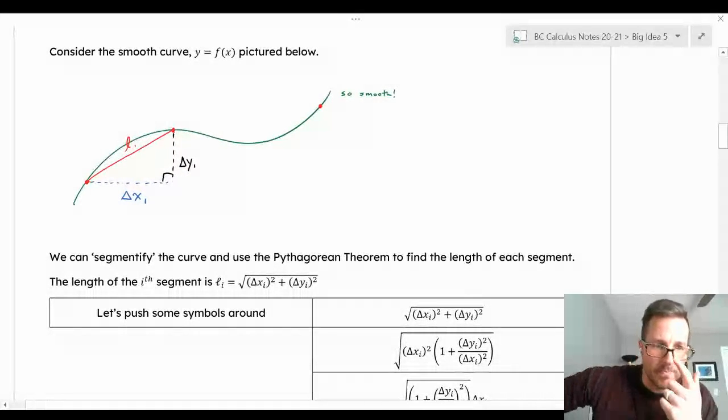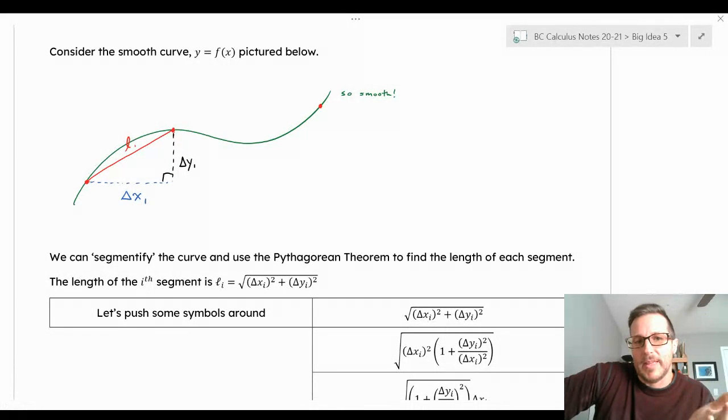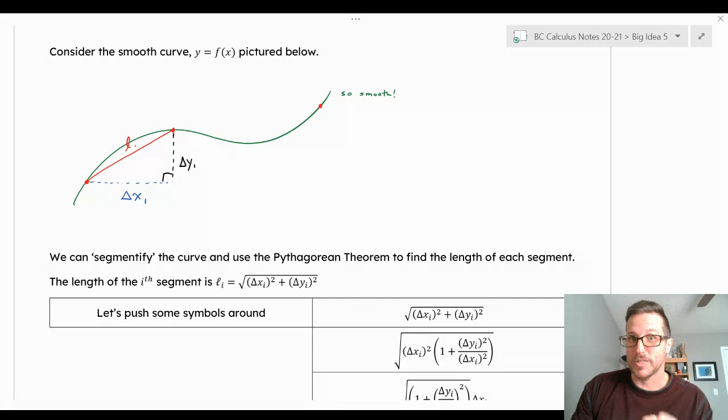We're going to just segmentify the curve and use the Pythagorean theorem to find the length of each segment. Here we go. The length of any segment is just the square root of the change in x squared plus the change in y squared. Now, I've got those little sub i's, which should feel really familiar. Okay, so then we just push some symbols around.